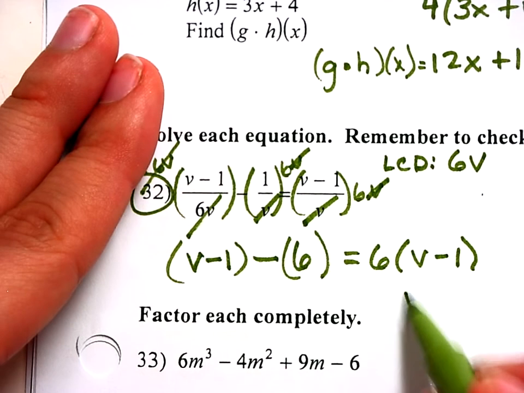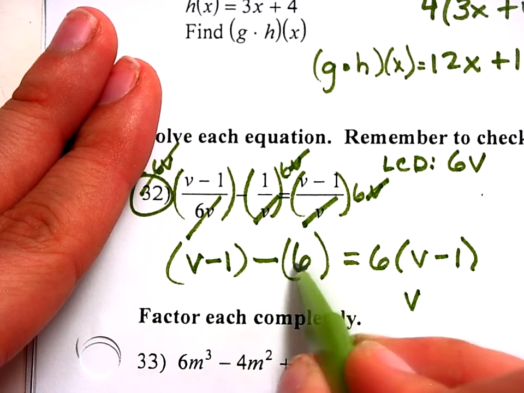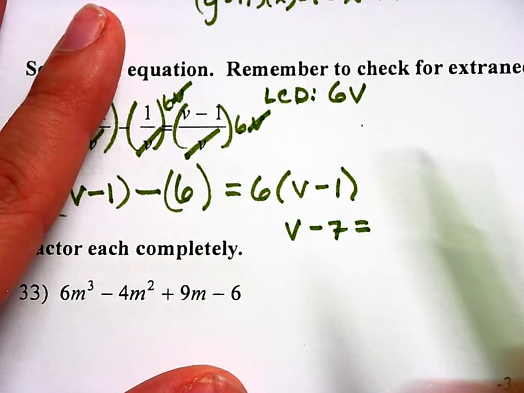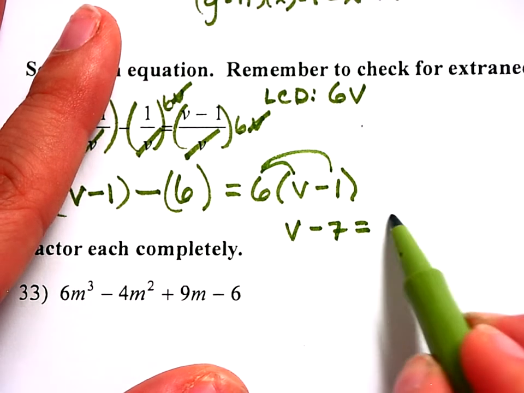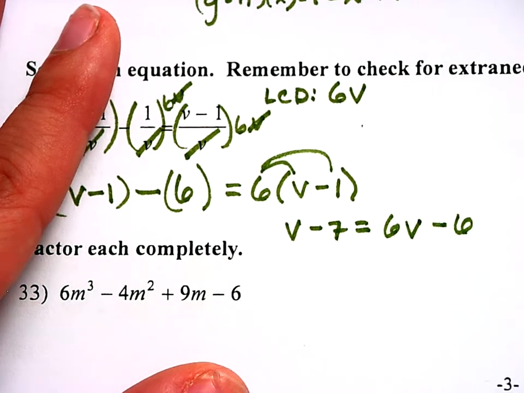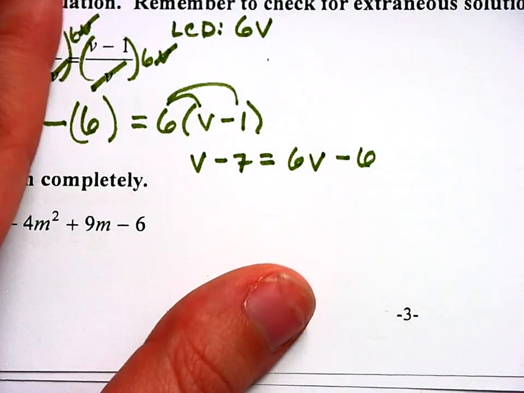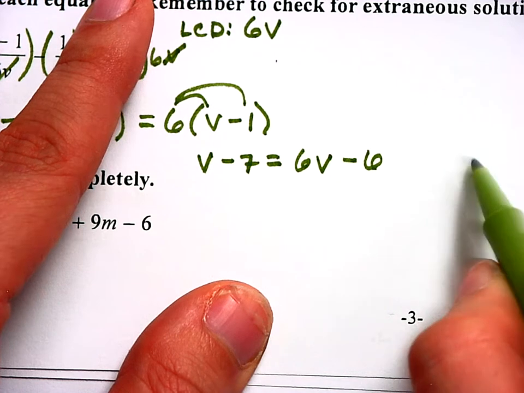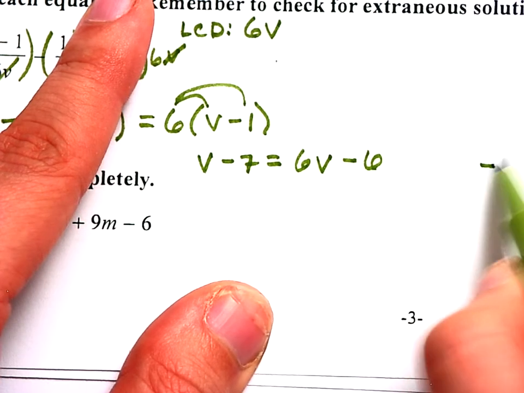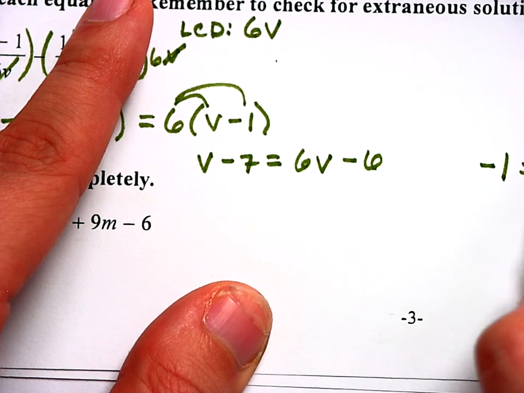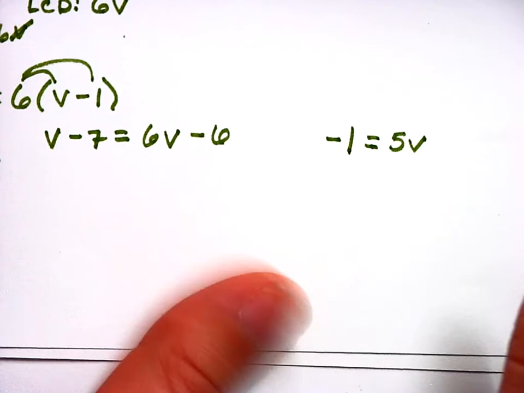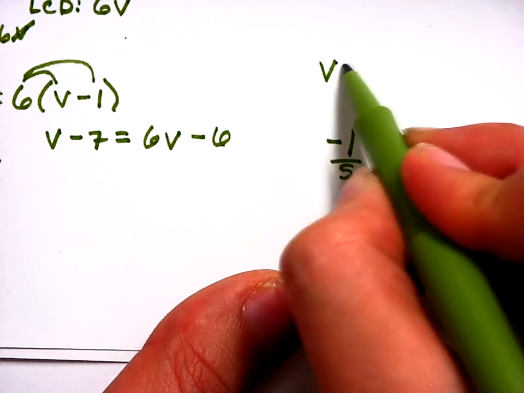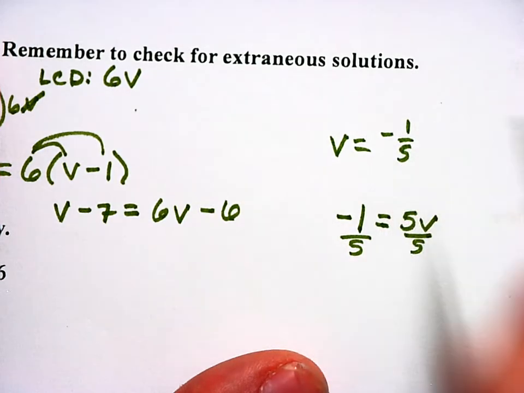So we've got v, and then negative 1, negative 6, that's negative 7. And then on the right side of the equation, if I distribute my 6, I have a 6v minus 6. We're just solving for v. So I'm going to subtract v from both sides and add 6. So it's going to give me negative 1 equals 5v, and then divide both sides by 5. So I've got v equals negative 1/5.